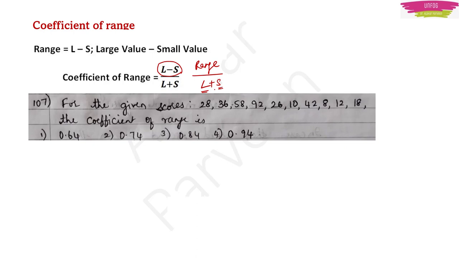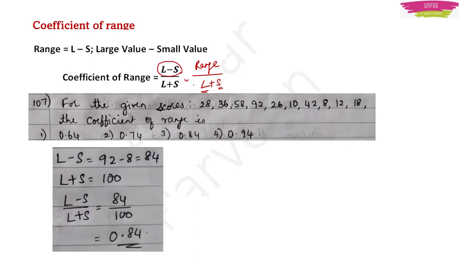The question is: for the given scores 28, 36, 58, 92, 26, 10, 42, 8, 12, 18, the coefficient of range is. Simply use this formula: L minus S by L plus S. In this, L minus S is the range. If they ask you to find only range, you must do only this much. Only 84 will be your range. If they ask for coefficient of range, then you have to do L plus S also, and you divide L minus S by L plus S. Here you are getting 0.84, because the largest value in this list is 92 and the smallest value in this list is 8. So we use that and we find the answer.